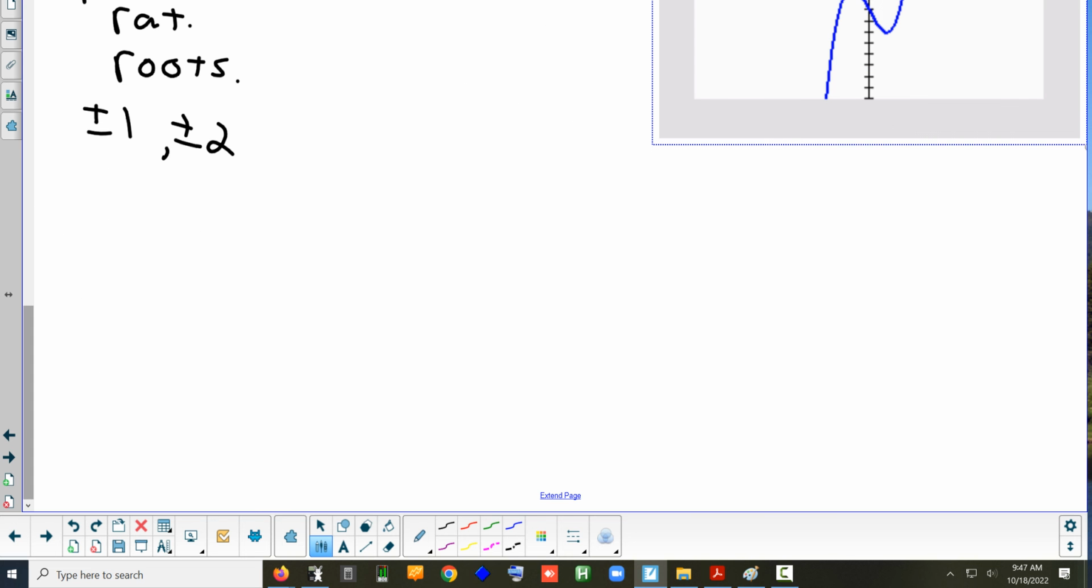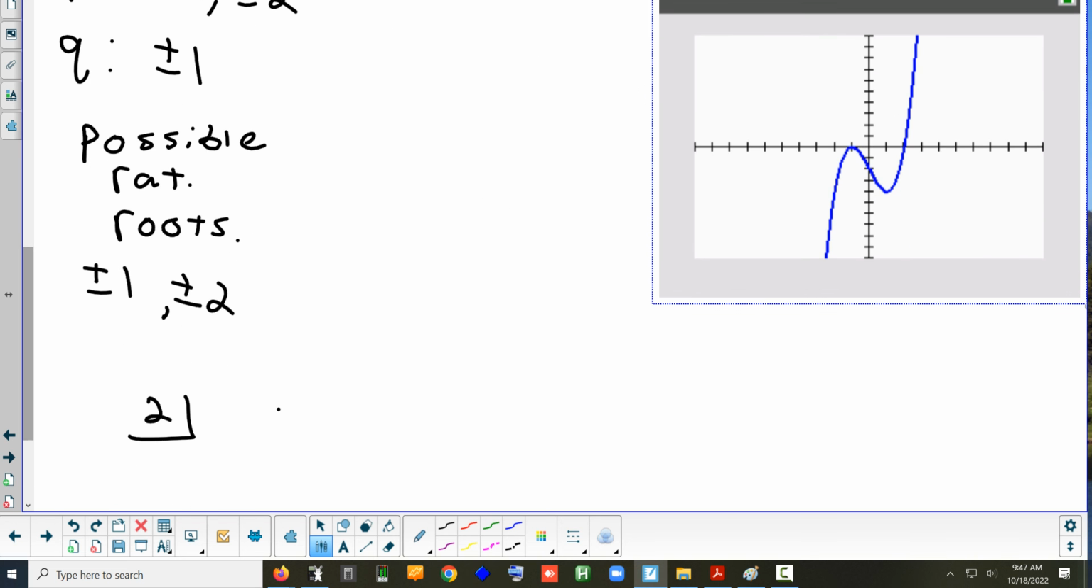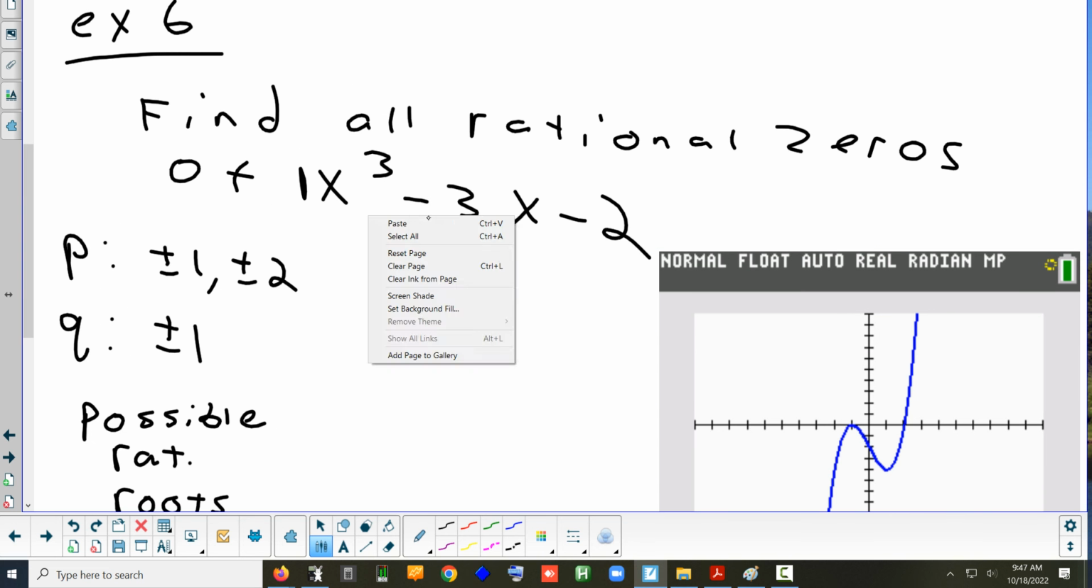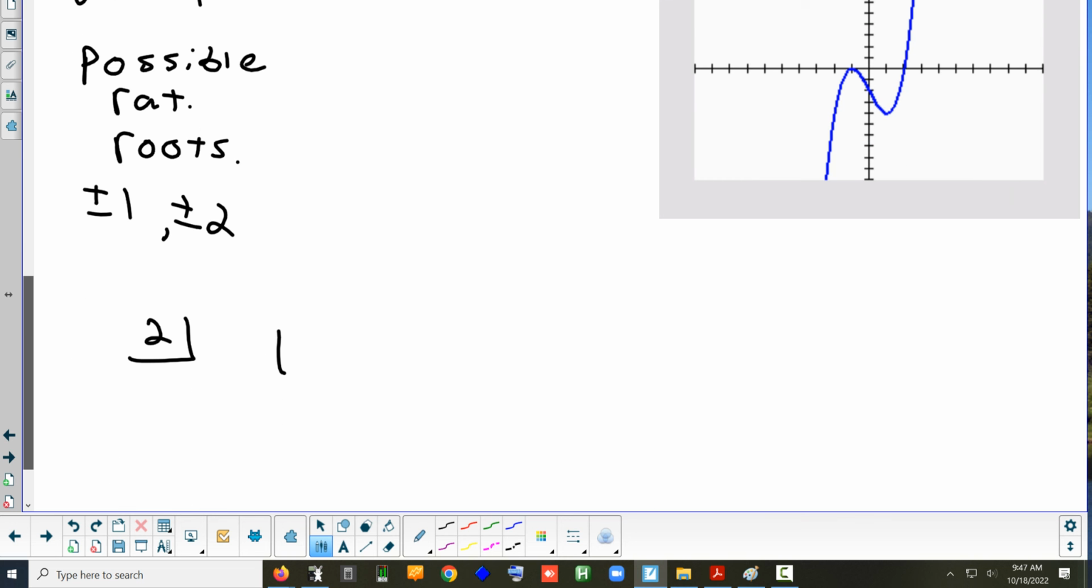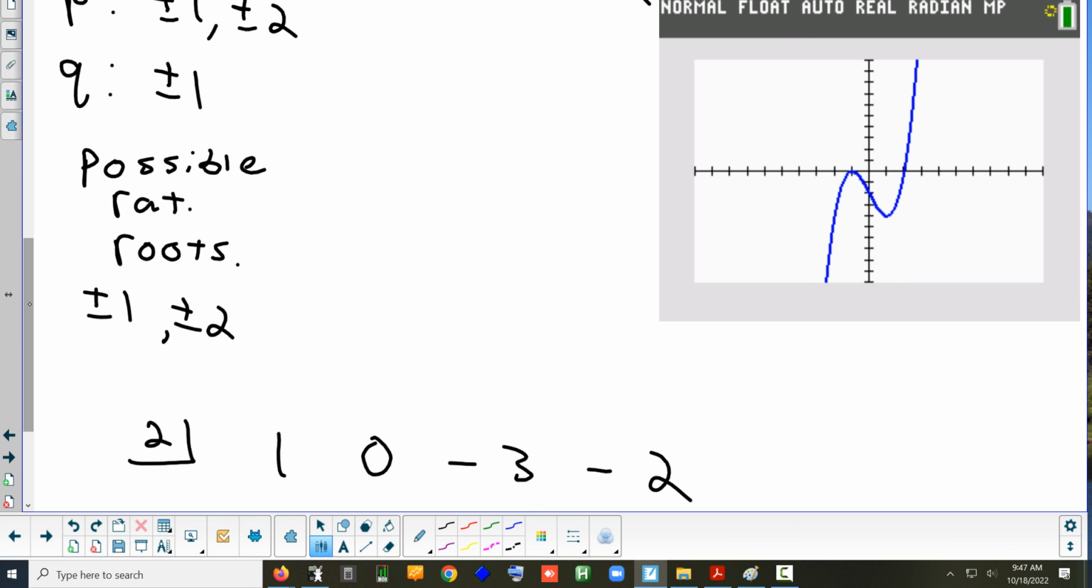So let's put the number 2 on the outside and put our coefficients on the inside: 1, 0, negative 3, negative 2. If you get a remainder here that's not 0, start over. You picked the wrong one. But hopefully if you've gotten to this point, you're not wasting time because you looked at the graph and you already know that it's going to be that. You would have done second calc 0 to check.